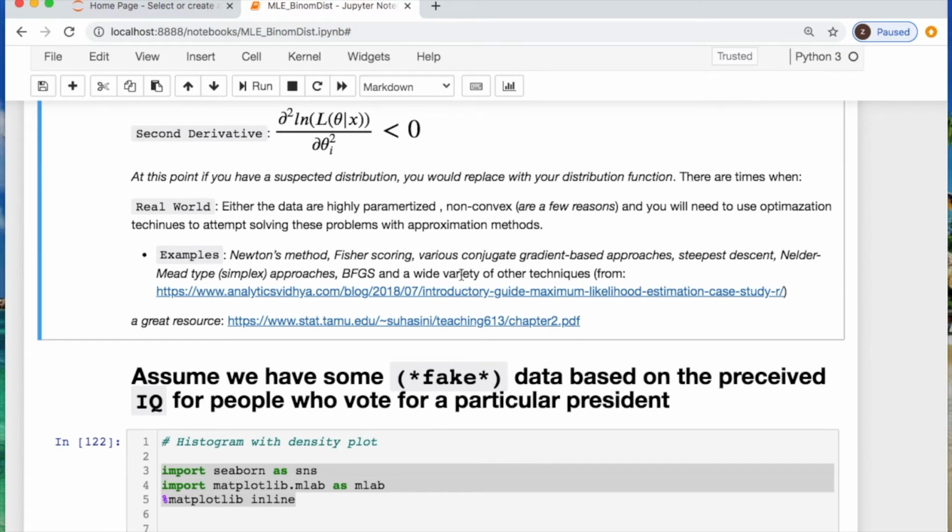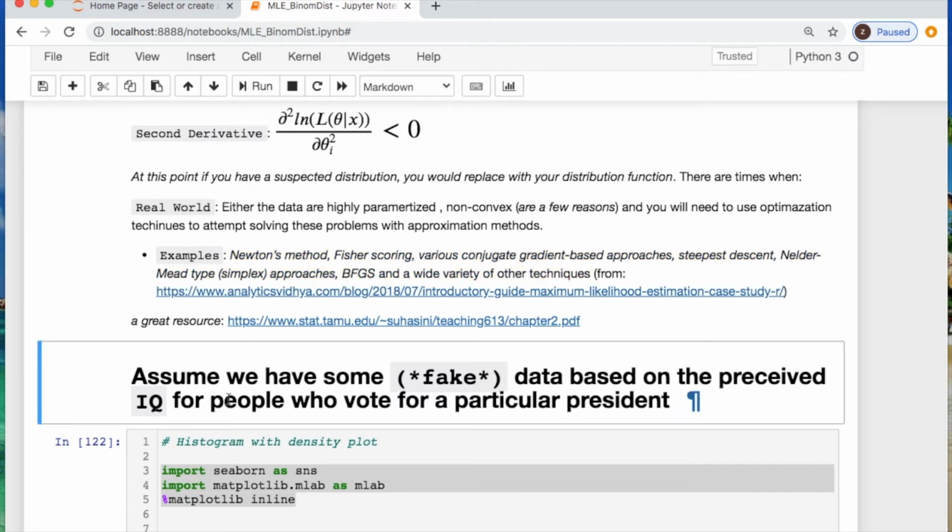Now, I need to mention something. Some really good approximation methods, if you're in a position where you either have highly parameterized data or it's non-convex. Here are a few methods that you can look at, which are really useful and will come up quite often if you're doing any kind of machine learning or any kind of non-parametric type of regression or something like that.